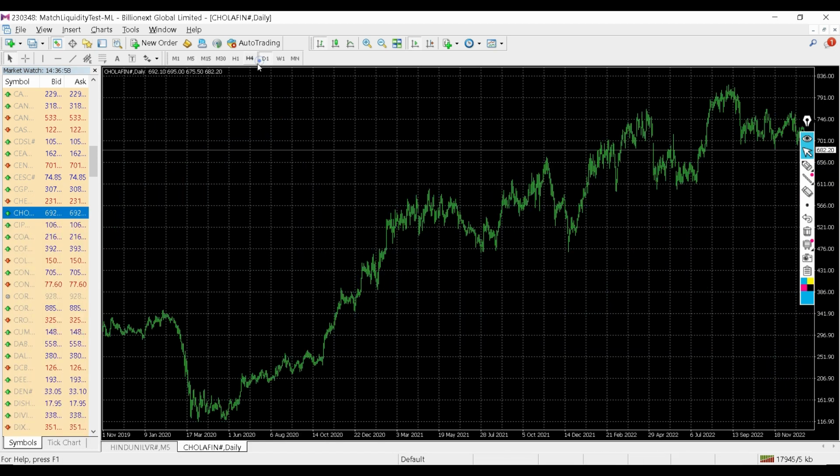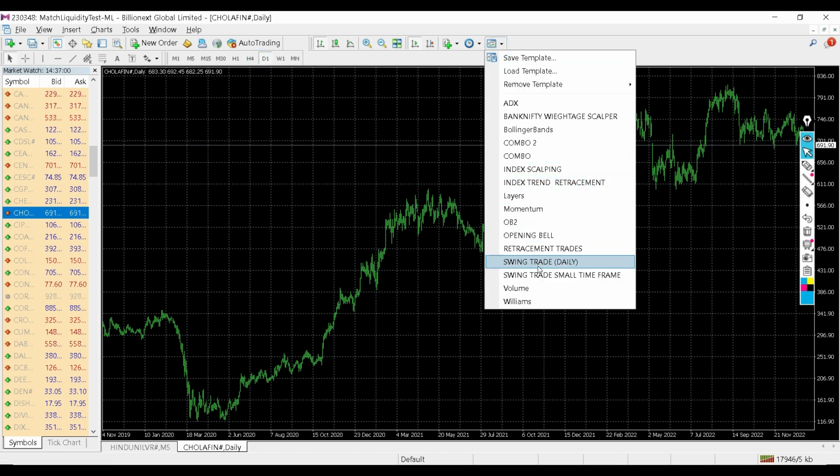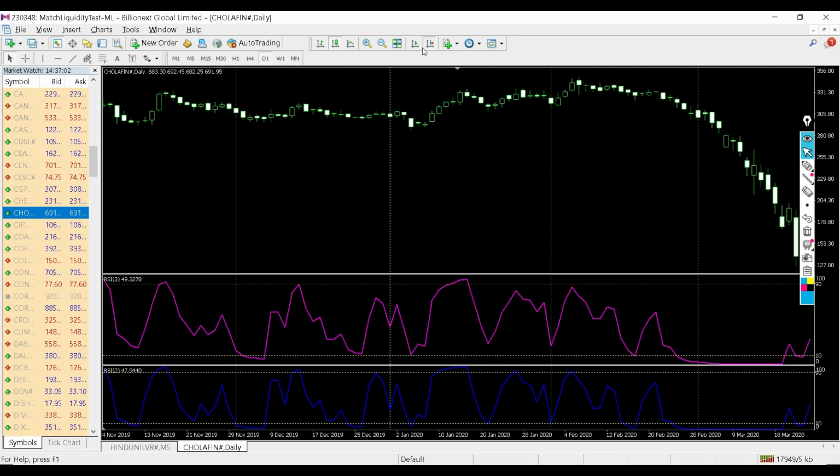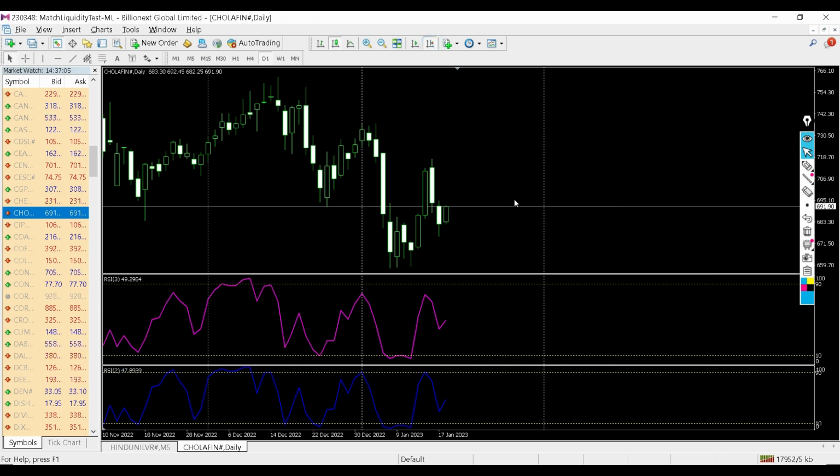On the chart window, 1 day candle, we'll go to swing trade daily, and we'll see whether our custom RSI is rising or not. Here I can see this was the negative candle, and the very next day on 12th of January the stock took off this negative candle's high, and there was a breakout. So on that same day, we need to check whether the RSI was rising or not.